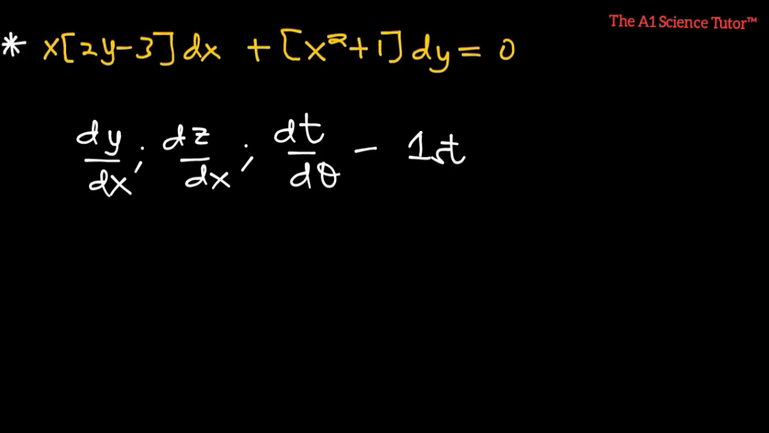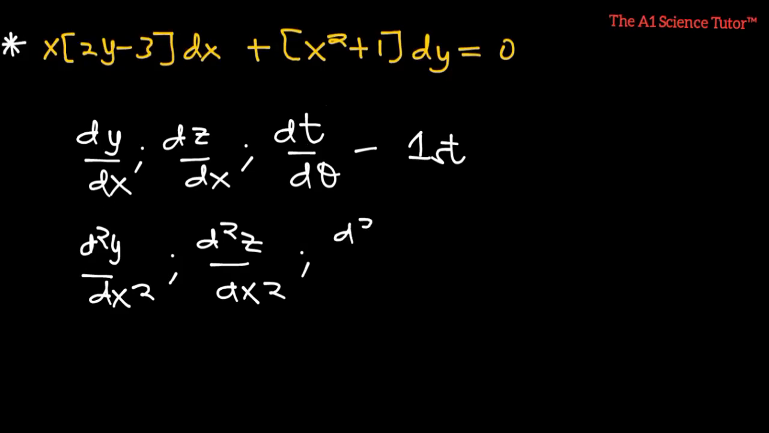Okay, so for second order, we should have something like this: d squared y/dx squared, and here for z, that is going to be d squared z/dx squared, and here you should have d squared t/d theta squared. This is basically a second order differential form. We might not say it is an equation yet because we don't have equal to 0 or any other form right here. So this is basically just a form, okay? But this is an equation.